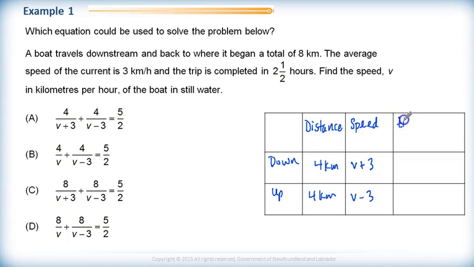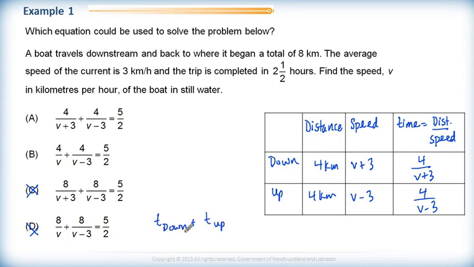Time equals our distance divided by the speed. So the time going downriver would be 4 over v plus 3. The time going upriver will be the distance 4 over the speed v minus 3. So we can rule out option C and D here. Looks like we can even rule out option B. But let's get the full equation anyway.